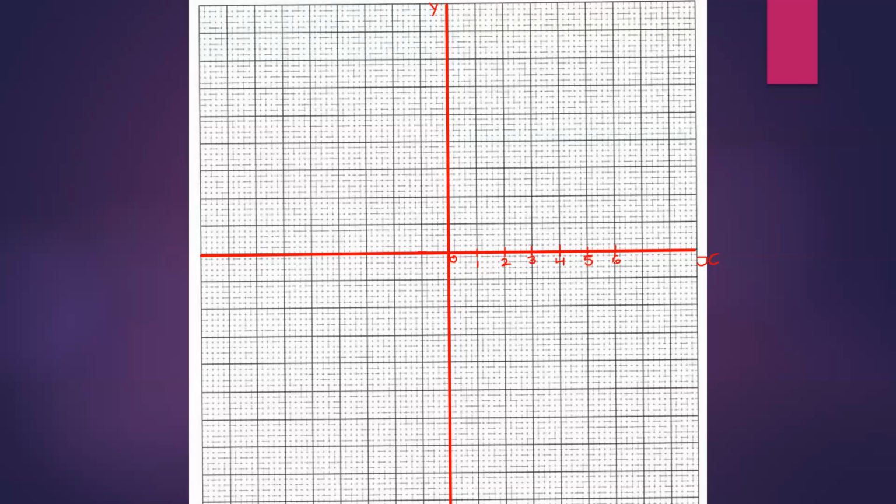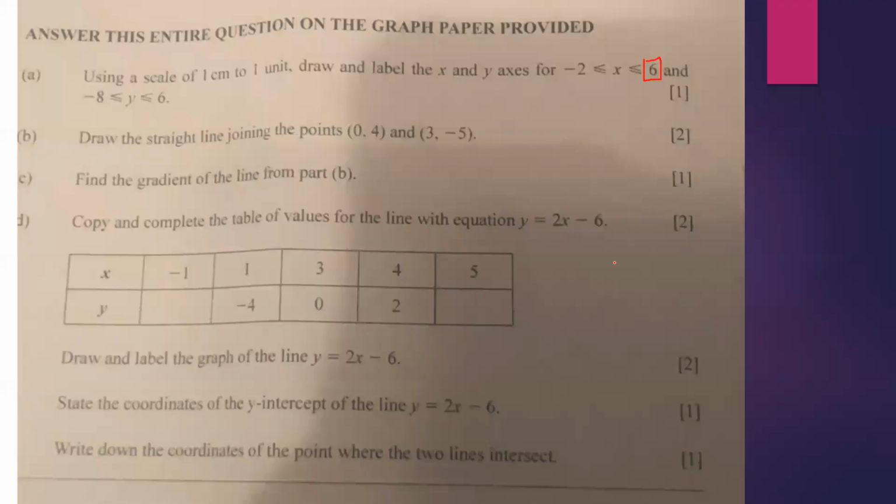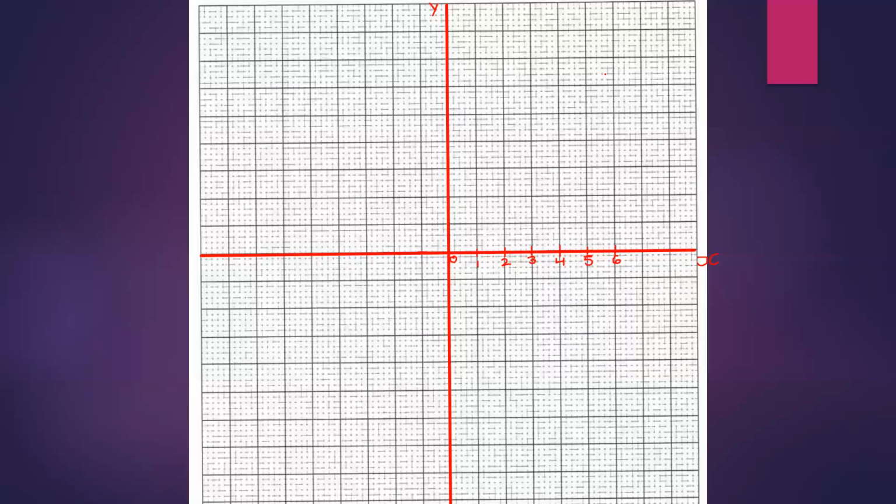And then Antonia Bell, what is the lowest number we want for the x-axis? -2. -2. Very good. And the double bar means that we include -2. There's going to be -1 and -2.